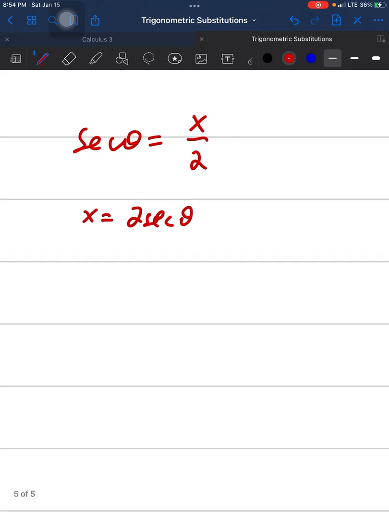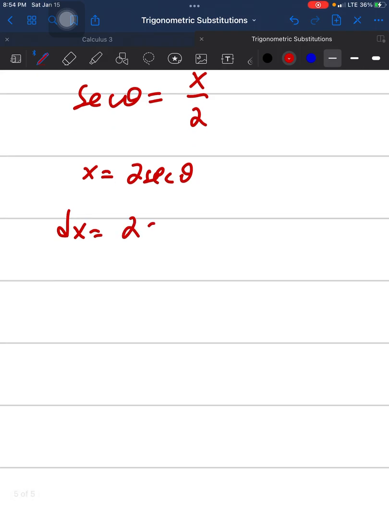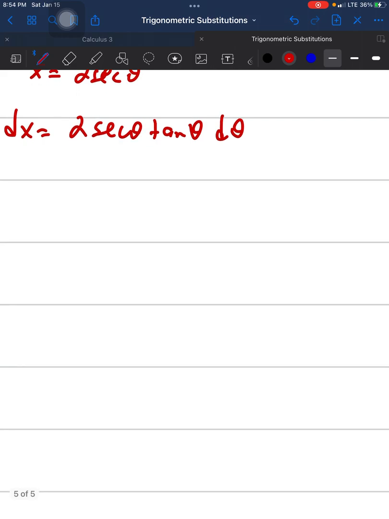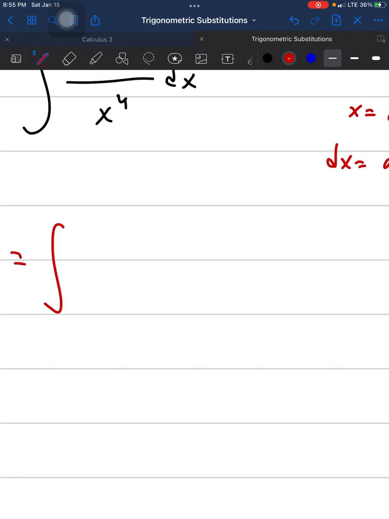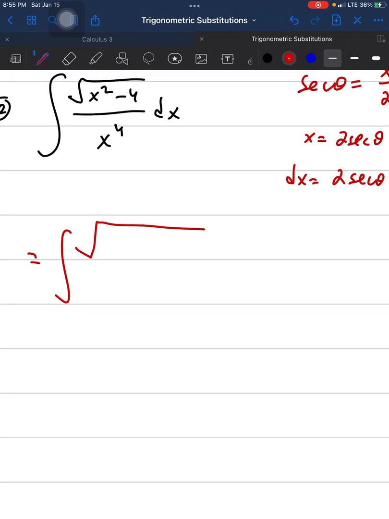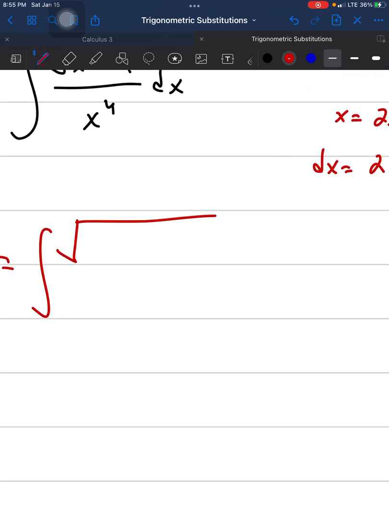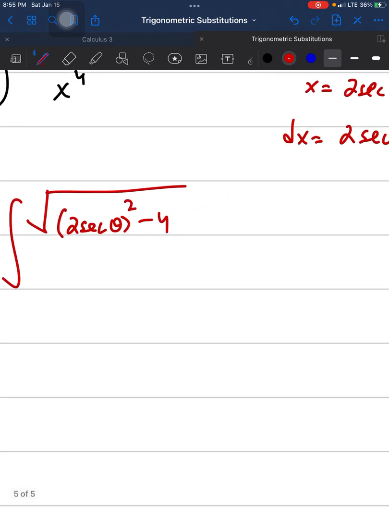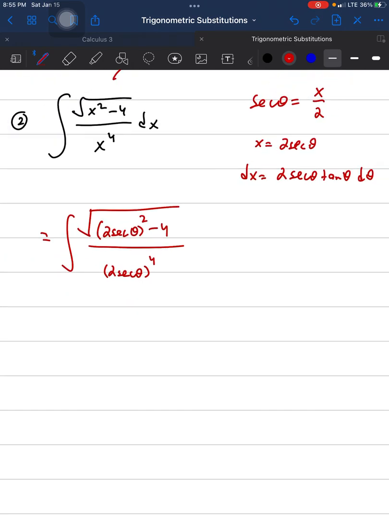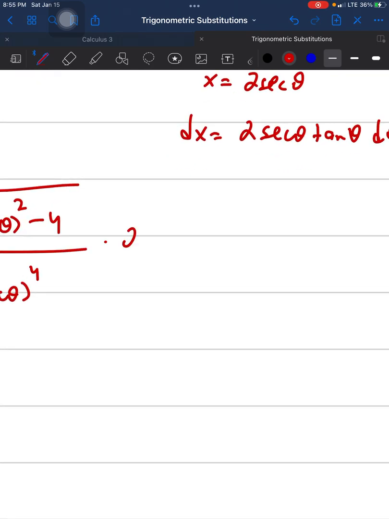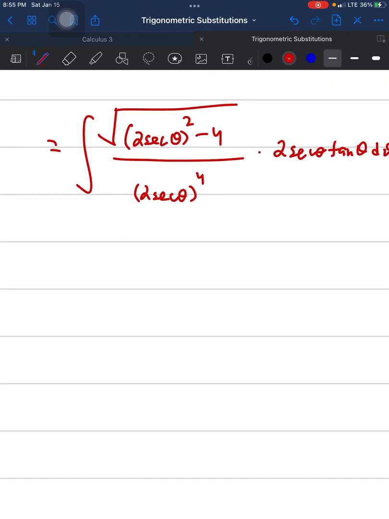That means that x is 2 secant theta. That means dx is equal to 2 secant theta tan theta d theta. So now what we can do is just substitute for the x's in the original integral, and on the top we get, x is 2 secant theta squared minus 4, over 2 secant theta to the 4th, and dx we know is 2 secant theta tan theta d theta.